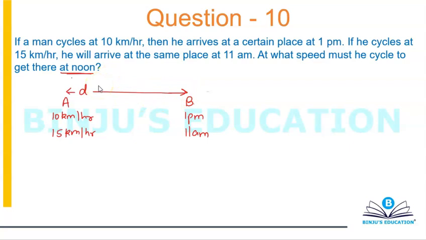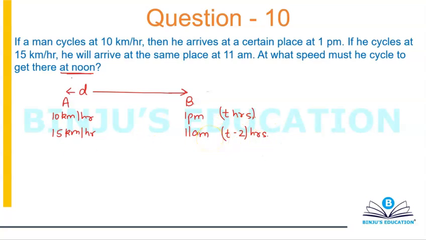D is constant. So let's say when he goes at 10 kilometers per hour, he took a total of t hours. Because I do not know when he started, I do not know what the exact time will be. I'm just considering it to be t for the sake of consideration. Now, if he goes from A to B at 15, then he reaches it at 11 a.m., which means he will take a total of t minus 2 hours, because he reached there 2 hours earlier than 1 p.m.